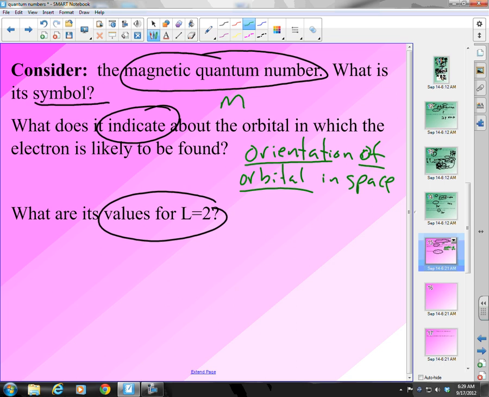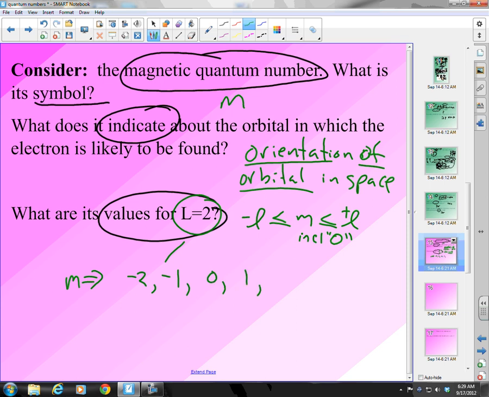And what are its values for L? Now, what did we say? We said that its values are greater than or equal to minus L and less than or equal to positive L, and we want to include 0. Okay, so here we go. L is equal to 2. That means my m's are equal to negative 2, negative 1, 0, 1, 2, right? So for one single value of L, I have, in this case, 5 m's.